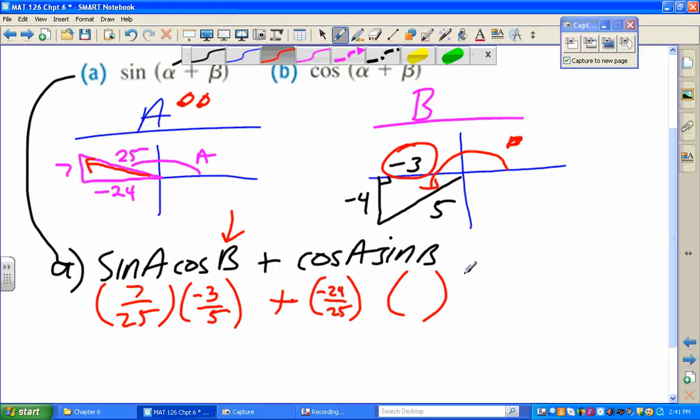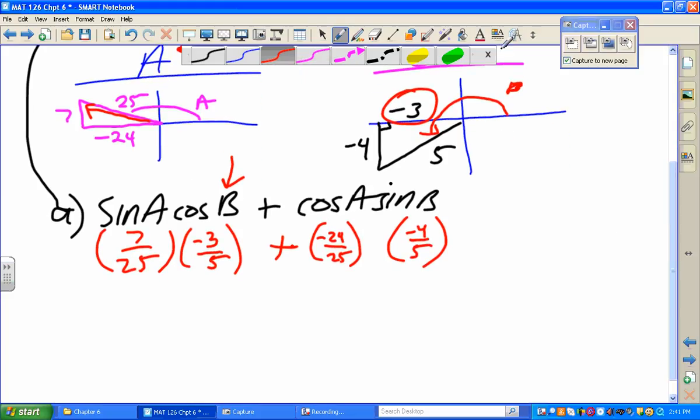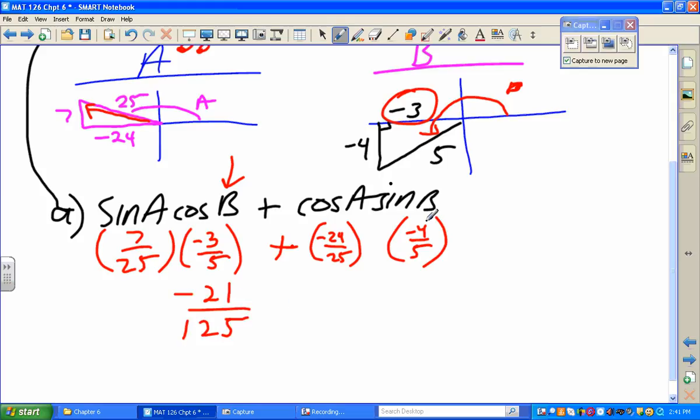And then sine of b would be negative 4 over 5. Opposite over hypotenuse, adjacent over hypotenuse. Then you multiply them out, you've got a calculator. So it's negative 21 over 125, and 24 times 4 is 96, I believe. So what would be negative 21 over... well, 7 times 3, okay? So you've got the 125 right here. That turns out to be 5. Hey, this is going to be nice.